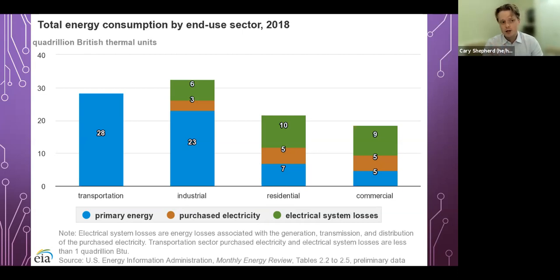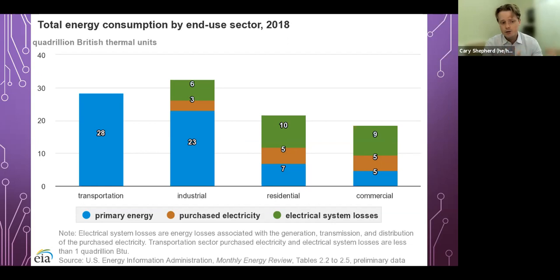So what the chart here shows is total energy consumption by end use sector, and then it's broken out by primary energy, meaning energy that is actually produced in this industry or in this sector, purchased electricity, which means, of course, if you're buying electricity from the grid, that's another source of power. And then, of course, there's just loss, right? Some energy we produce and we're not actually able to use it for a valuable purpose. Nothing is perfectly efficient.